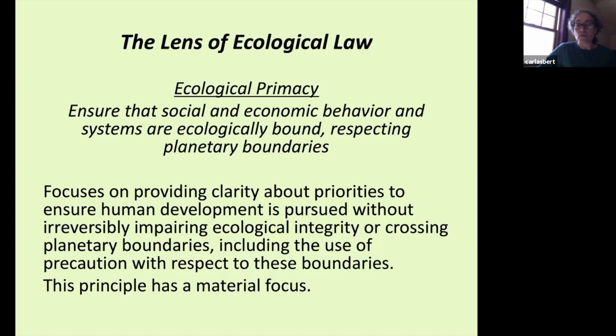It also implies a need for legal systems to incorporate the growing understanding of complex socio-ecological systems. So there's a lot packed in each one of the principles. The other aspect that I wanted to highlight is that it's implicit in this concept of ecological primacy that ecological integrity is the reference point for ecological law to constrain economic activities.